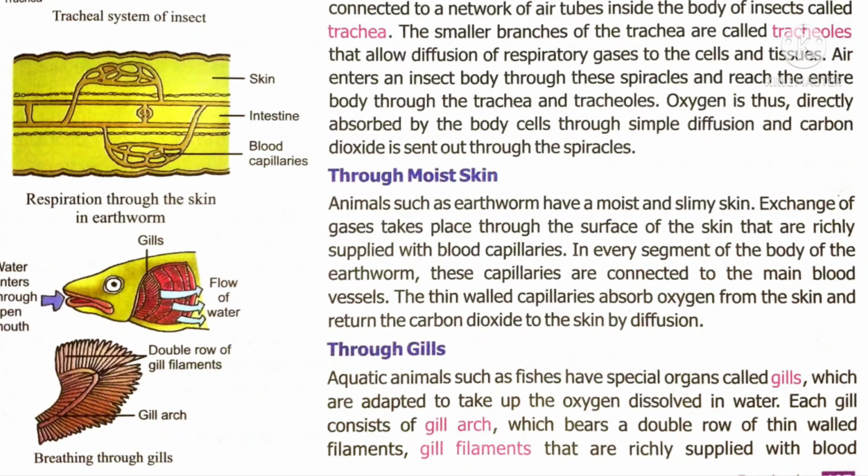Unicellular organisms like amoeba and paramecium take oxygen directly from the water and give out carbon dioxide by the process of diffusion. Thus, we can summarize that different organisms have different specialized organs to perform respiration.